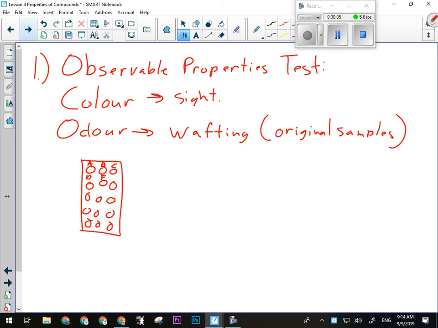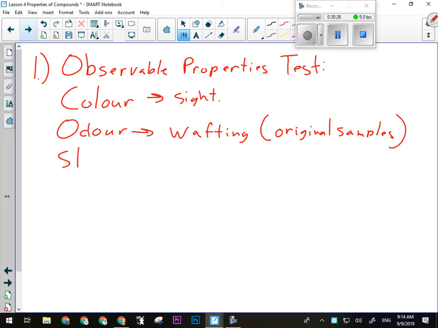So I would waft the original samples, and is that something you should include in your procedure? Yeah, remember we said you've got to make it so the dumbest person you know can follow it? That's what you're looking for. So the odor test is going to be part of the observable properties test.